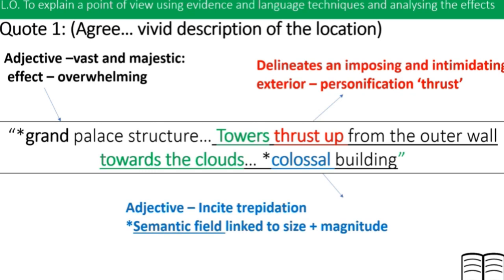And also the adjective colossal incites fear, anxiety, trepidation. Trepidation means anxiety. As you can see, there is a semantic field linked to size and magnitude and vastness. We've got grandness, colossal, towers thrust up towards clouds. A semantic field is where there are many words with similar meanings.